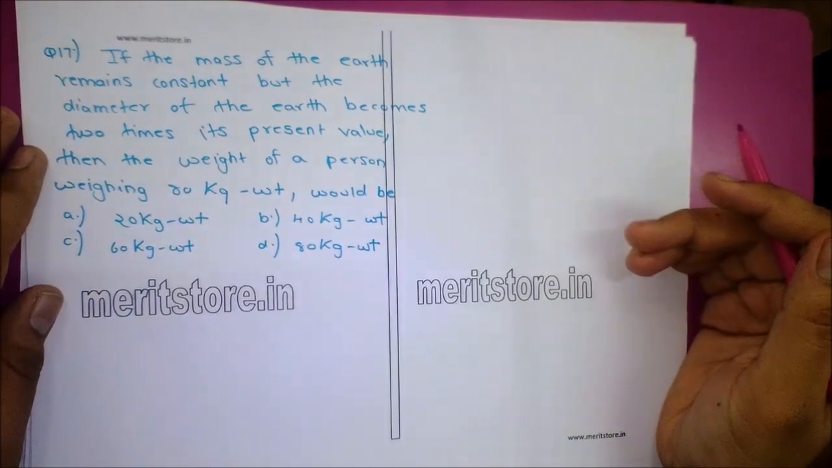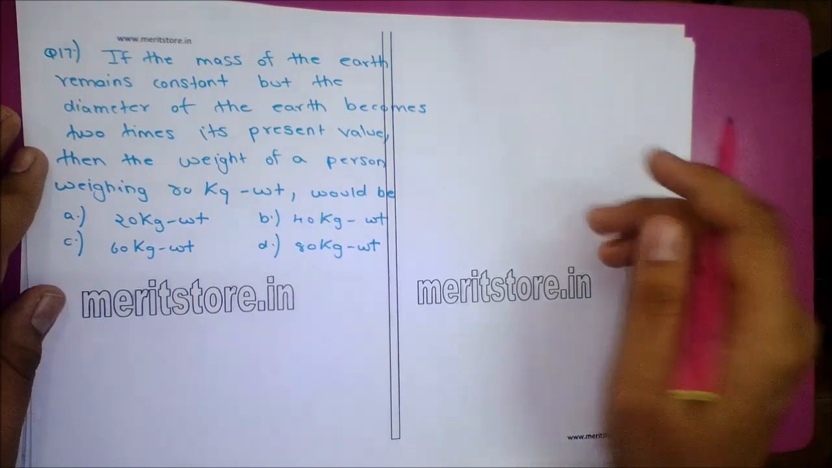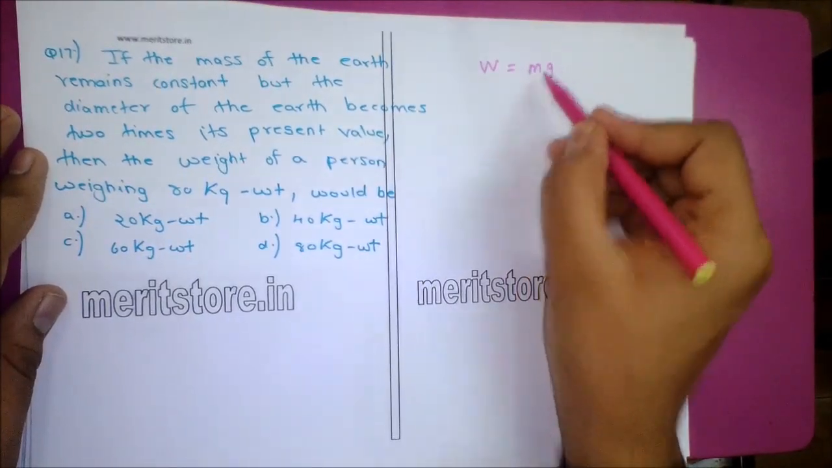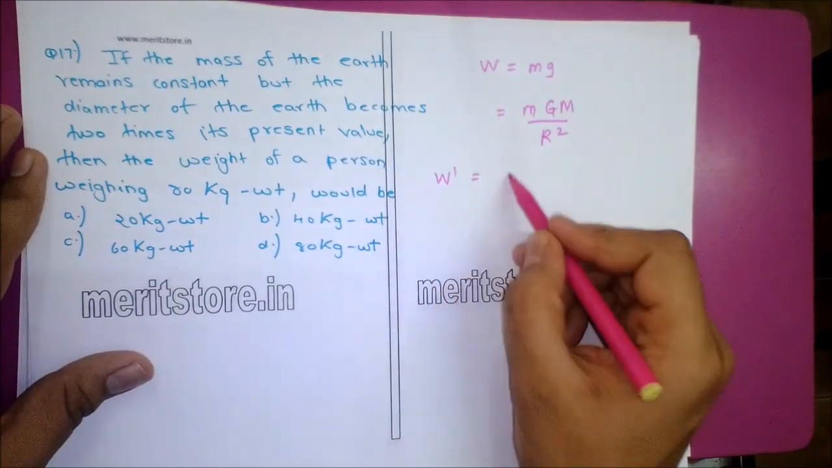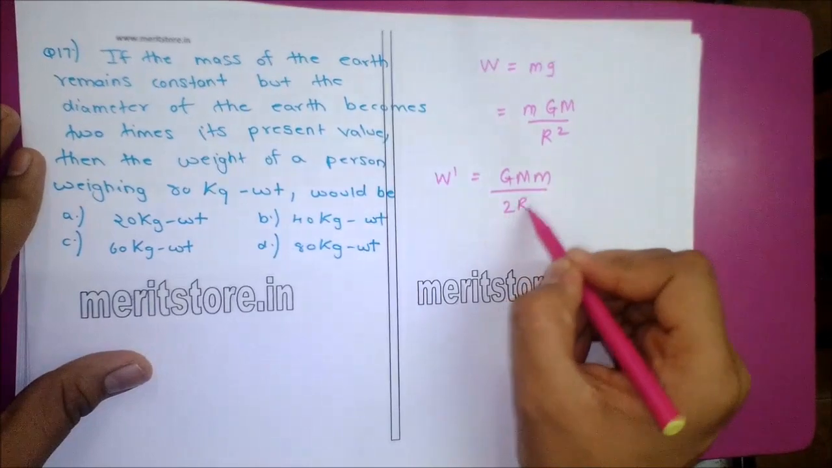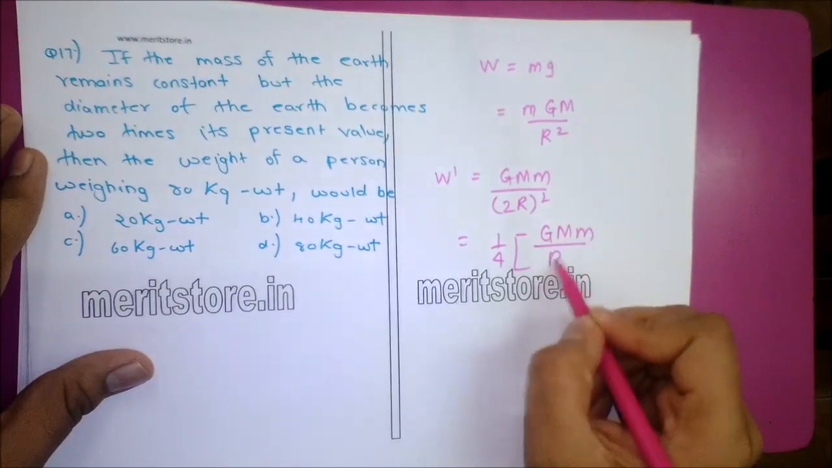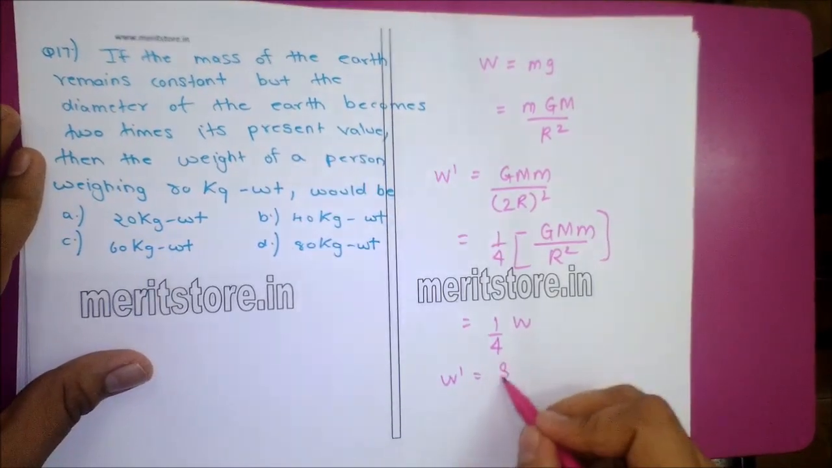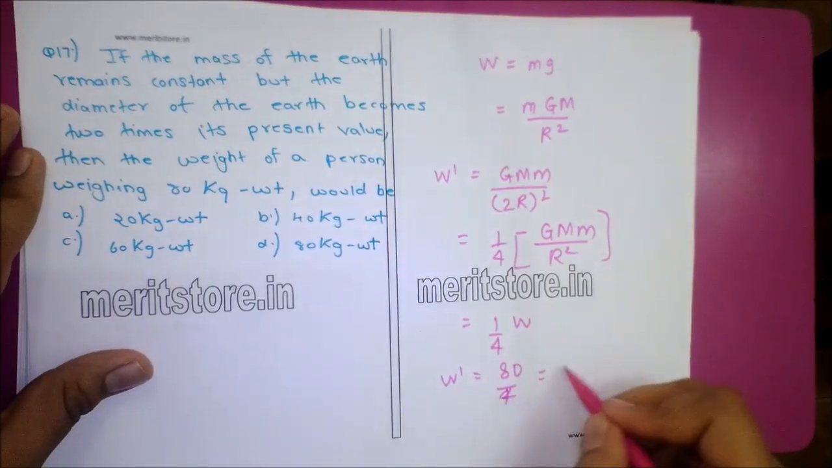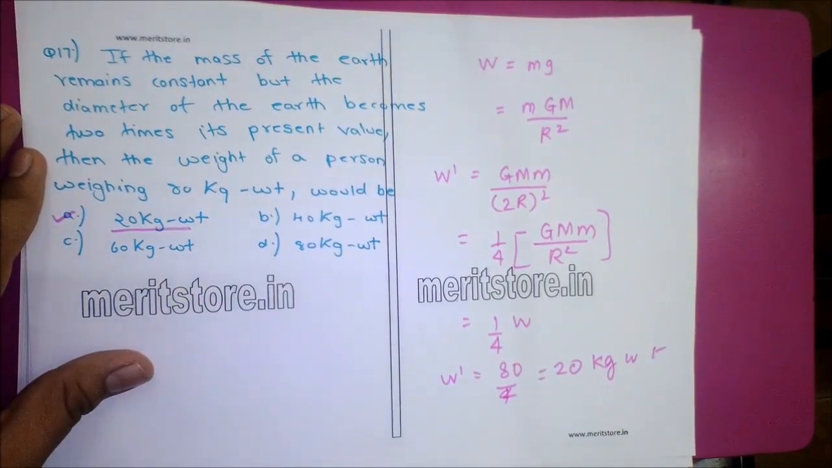17. If the mass of the earth remains constant but the diameter of the earth becomes 2 times its present value, then the weight of the person weighing 80 kg weight would be. Now we know weight is equal to mg, where g is GM upon r square. W dash is equal to GMm upon 2r square, which is equal to 1 by 4 GMm upon r square, which on solving we get 1 by 4 W. So W dash is equal to 80 by 4, which is equal to 20 kg weight. So option A, 20 kg weight, is the correct answer.